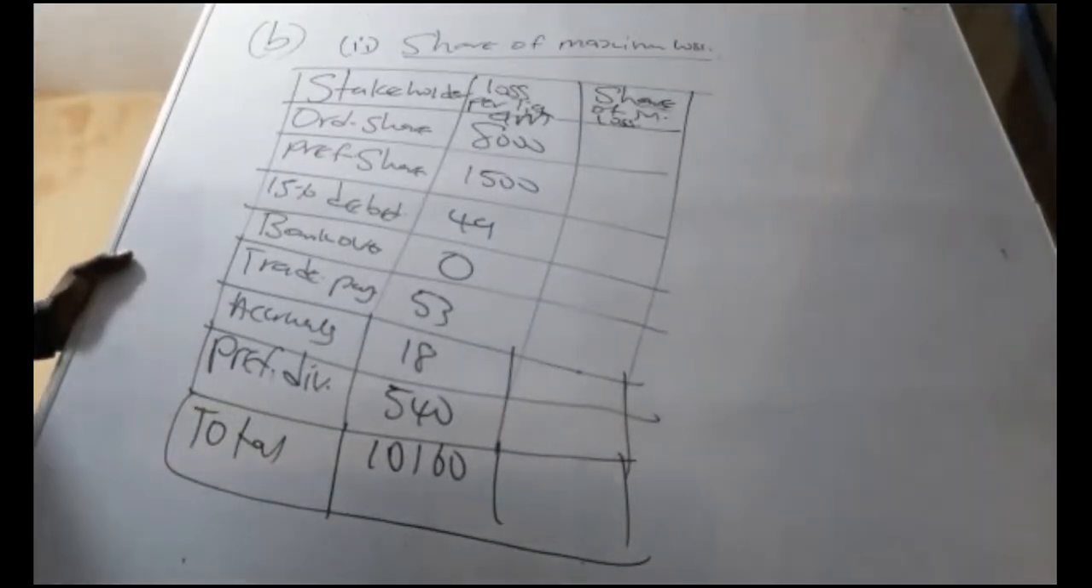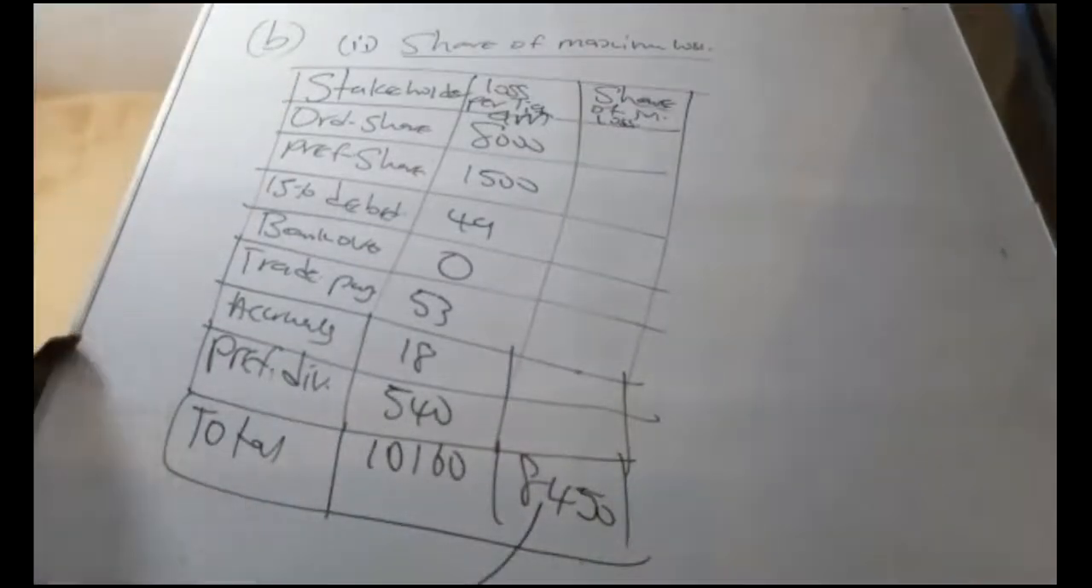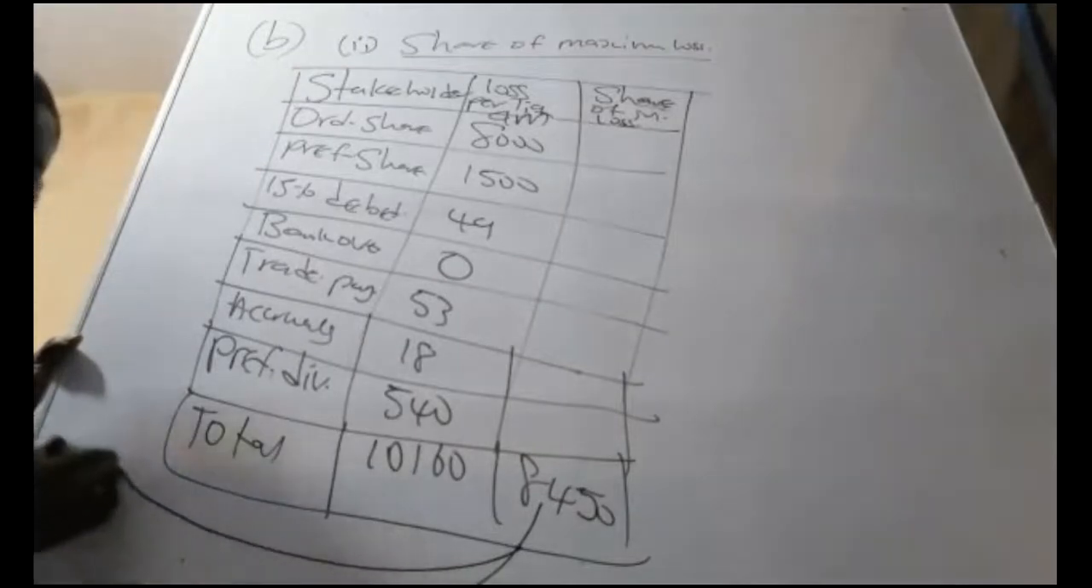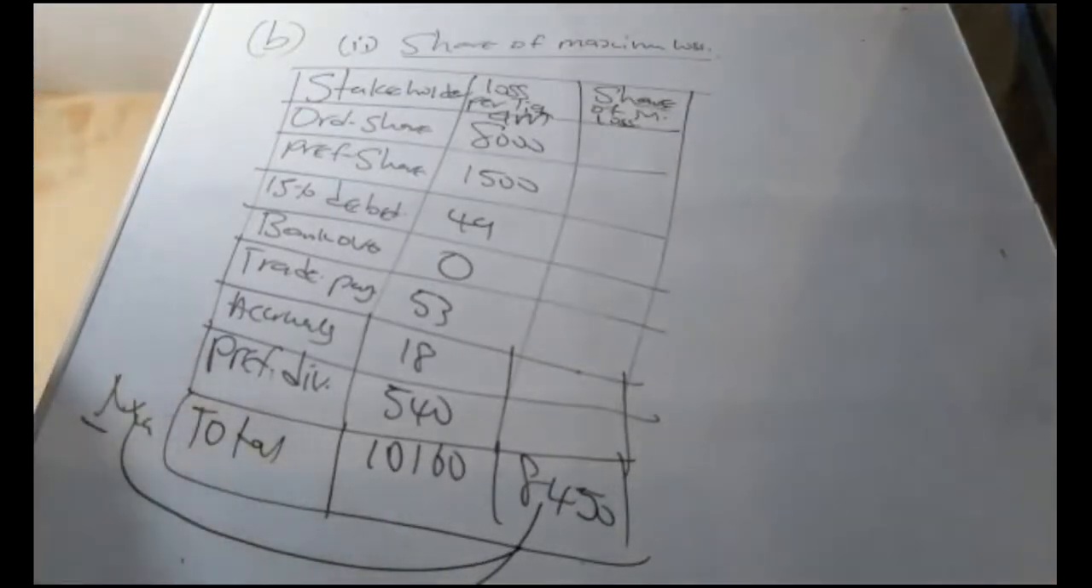Please, what is the total maximum loss? It's 8450. This is what we are going to share. This is the maximum loss that we are going to share. Agreed. So take notes.